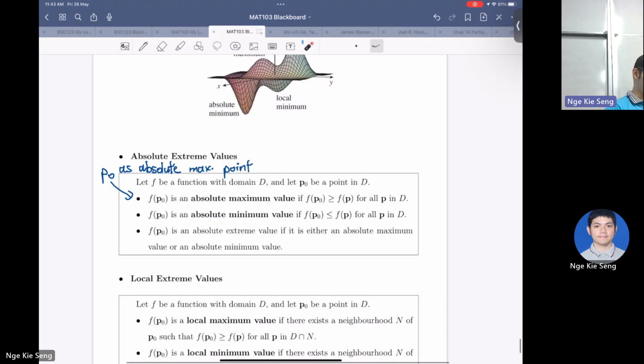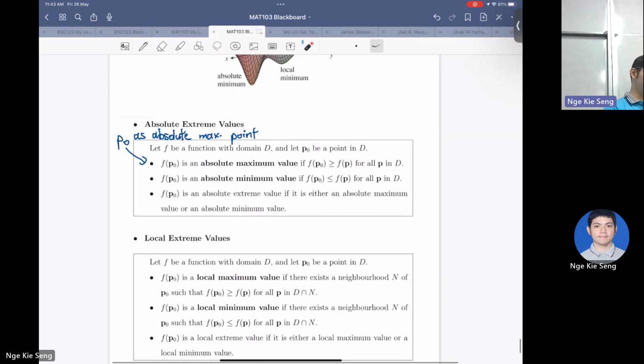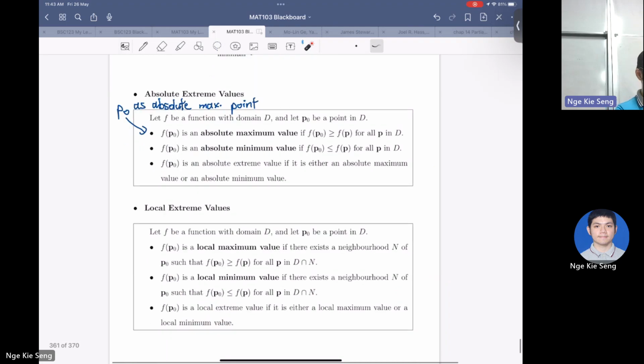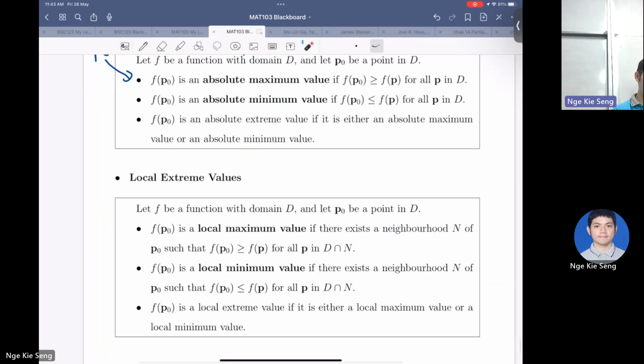So next part is local extreme values. This is kind of important. So how do we define F of P naught is a local maximum value? If there exists a neighborhood N of P naught such that F of P naught is greater than or equal to F of P for all P in the intersection of N and D. Now this part may sound a bit technical, but what is it really looking at? What is a neighborhood? I think we should define this neighborhood first.